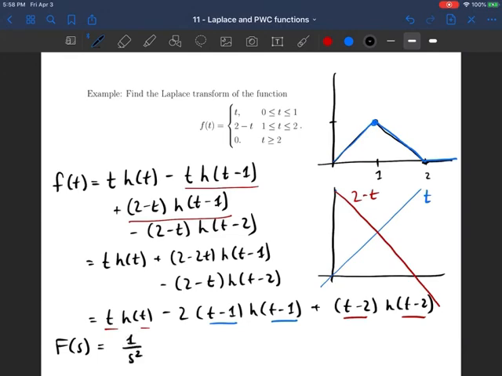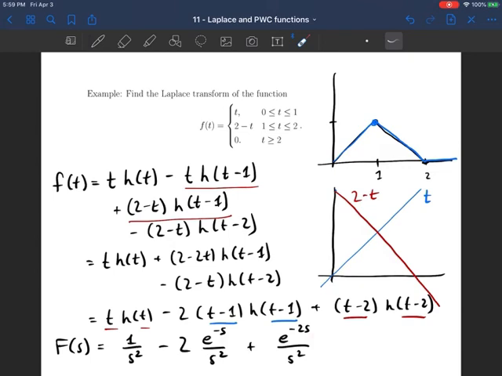So F of s will be equal to, well, from this first one, we're going to get 1 over s squared, right? It's just the Laplace transform of t. And now we're going to have minus 2, and this is going to also be the Laplace transform of t, but now it's shifted by 1 unit, so it will be e to the minus s over s squared. And then finally, we have shifted over by 2, so e to the minus 2s over s squared. There's our Laplace transform.